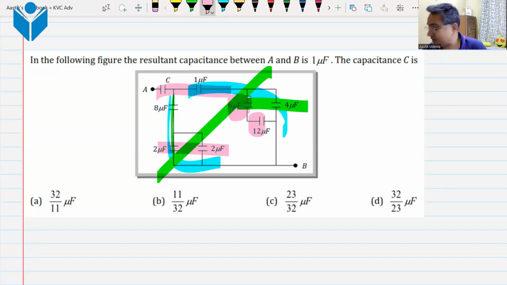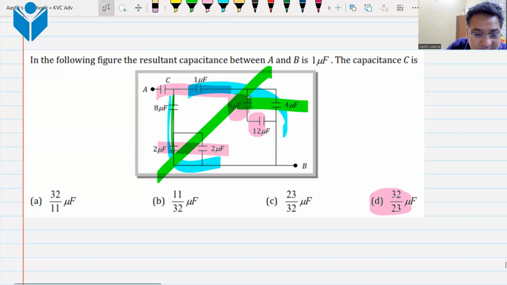Yes, sir. From there, you should be able to calculate the value of this C, and the answer given is 32 by 23. The rest of it is calculation. I hope you can do the calculation on your own. Yes, sir. Got 32 by 23, sir. 32 by 23. Congratulations. Let us move ahead.